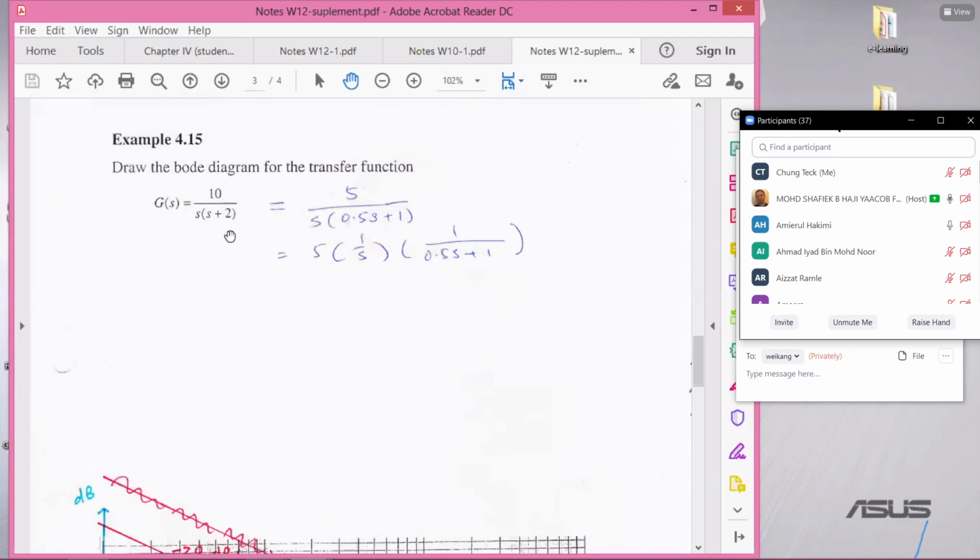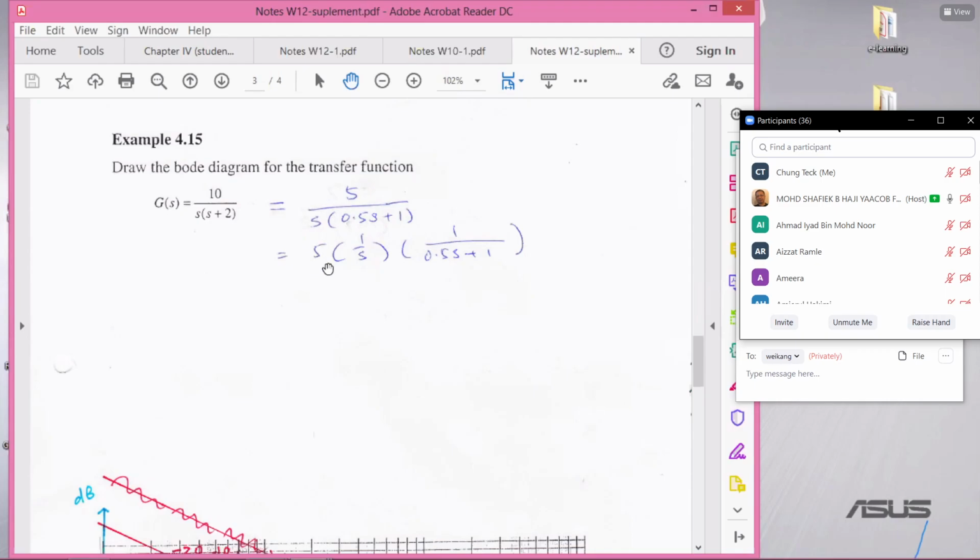So this is our transfer function, and then we can decompose that into these three terms. We have 5, 1 over s, 1 divided by 0.5s plus 1. Okay, so this is the original transfer function. So we can see that this transfer function can be written in these three terms. So this is just k.